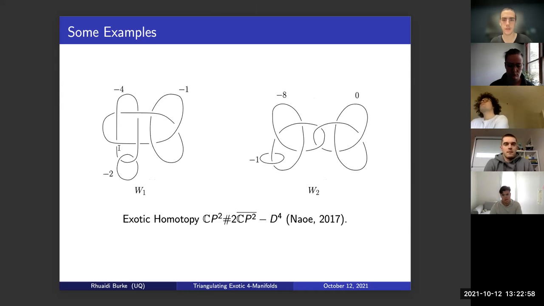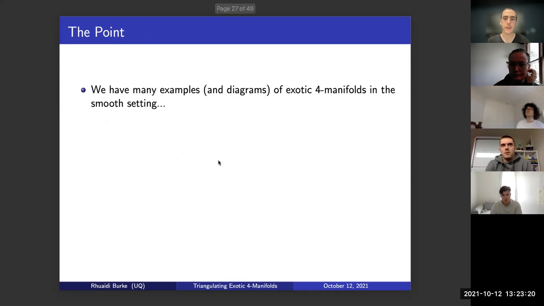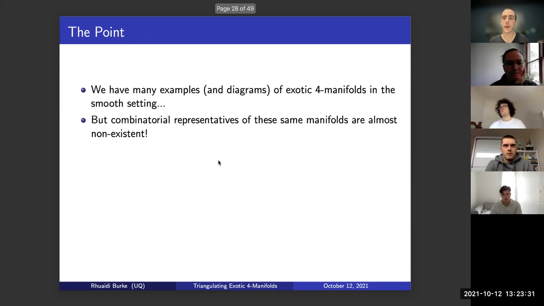Okay, and finally, here's just another example of some connect sums of punctured CP2s and other bits and bobs. And this is due to Noe in 2017. And so the point of all this is just to show you some examples of exotic four manifold pairs. The other point is that I've just shown you a bunch of diagrams and said, okay, here are some examples of smooth exotic four manifolds. But I said right at the start that what we want to do is maybe try and study these things combinatorially via computational methods.